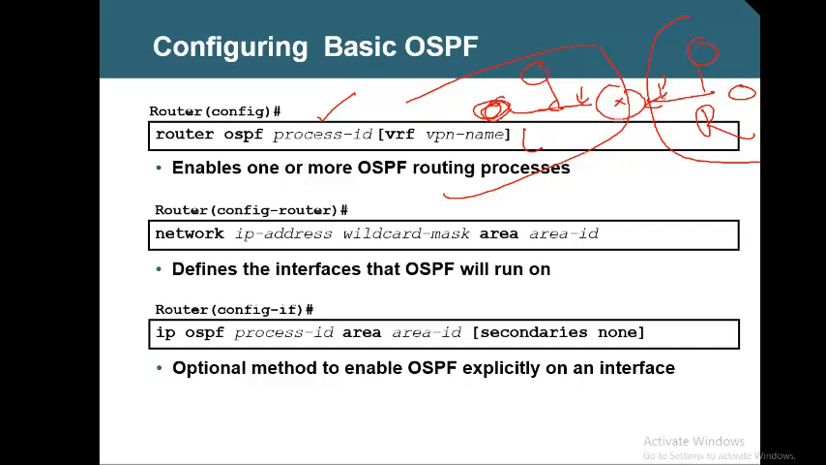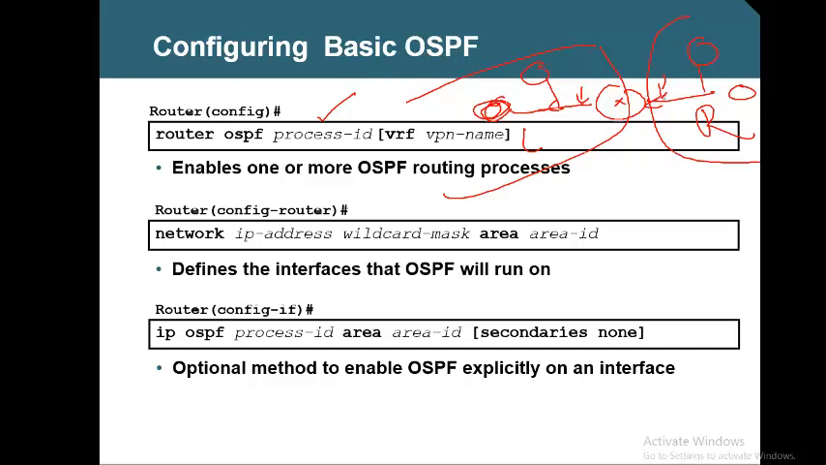So each router should have, because it's the same physical router, you need to give a different number. Again, I'm telling you, the process ID is locally significant to the router. It is not like an EIGRP autonomous system number. In EIGRP, if two routers need to form a neighbor, the autonomous system number must match on these two routers. But what we are learning is not an autonomous system number. It's a process ID. The process ID on one router and the process ID on another router can be different or can be the same. That doesn't matter. Only based on the area ID, they decide to form a neighbor.